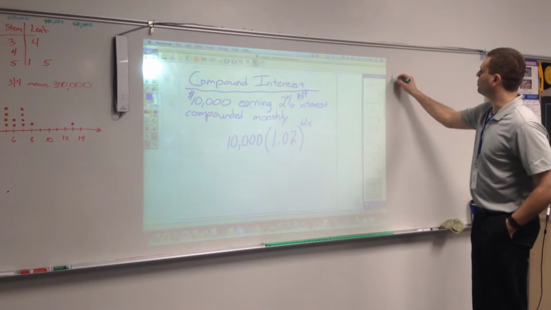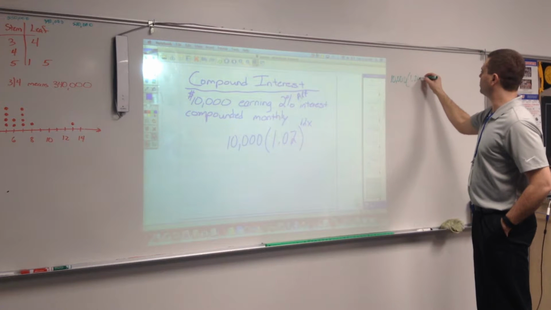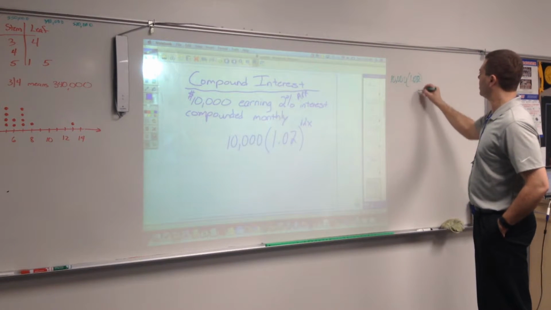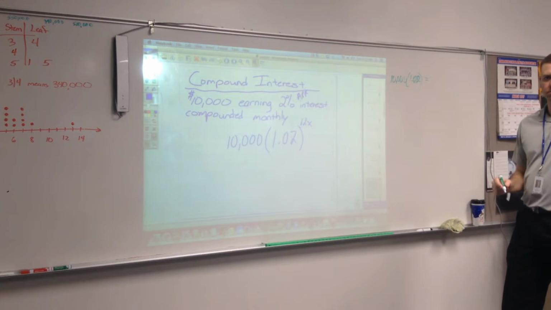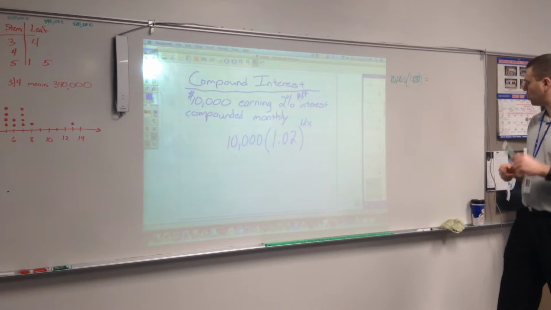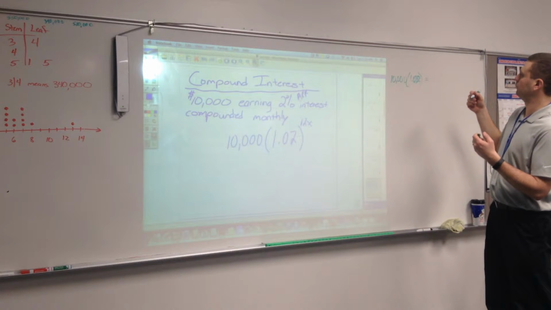Okay, so what you're saying is, just take 10,000 times 1.02, whatever that is, that's how much you have at the end of the year? Yeah, because you said the 2% was what you should end up with at the end. Okay, do that for me real quick.